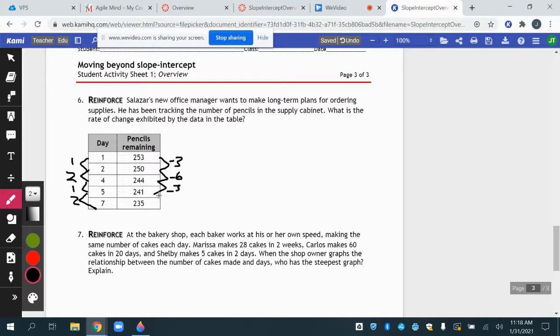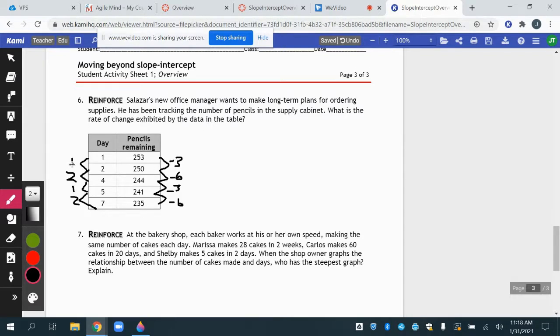And now we lose another 6 pencils. Notice, we talked about all these curvy graphs at the end of last chapter. This is not a curvy graph. What do we notice? Well, when 1 day goes by, they lose 3 pencils. When 2 days goes by, they lose 6 pencils. Is that consistent? Yeah, that's actually quite consistent.